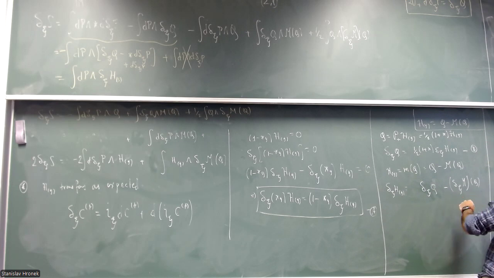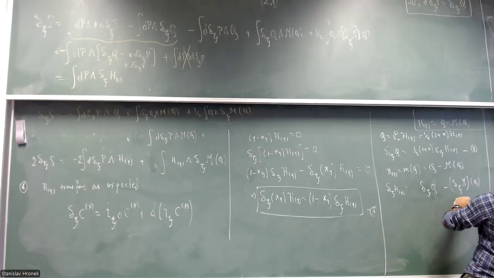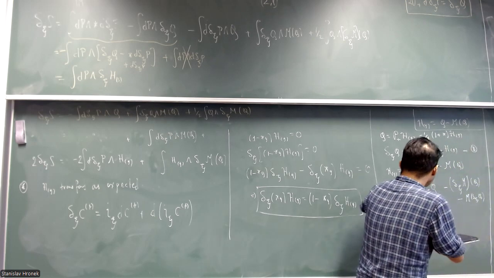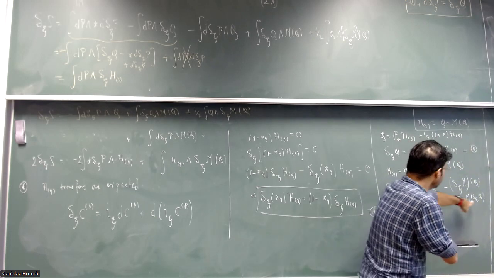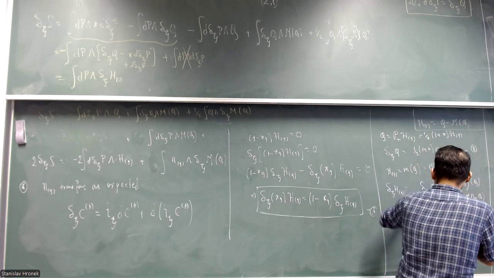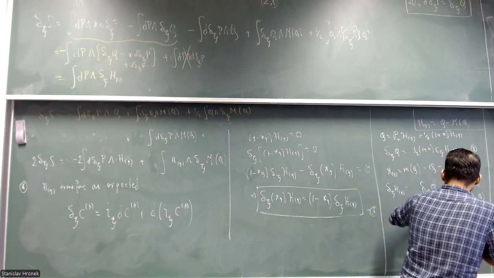Why isn't there a variation of the last Q? Yeah, there is a variation of the last term as well. So there is an N of delta Q. And what I can do is take this and simply write it as n of delta Q.